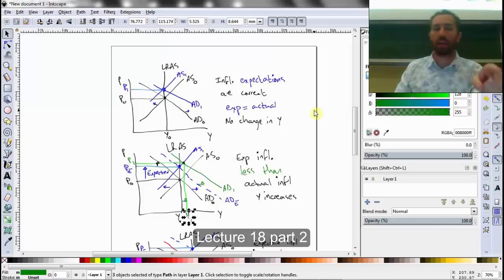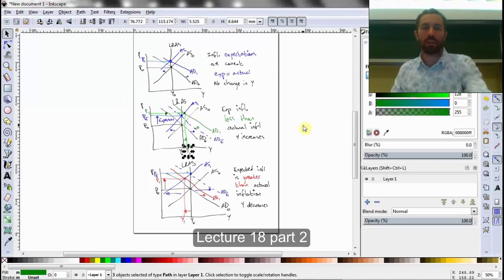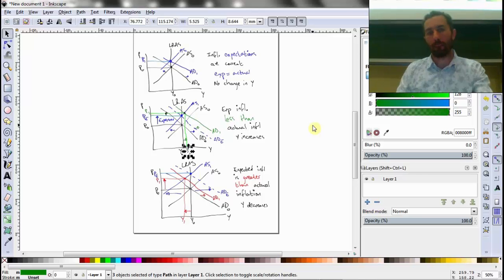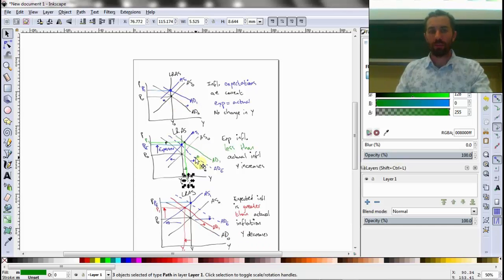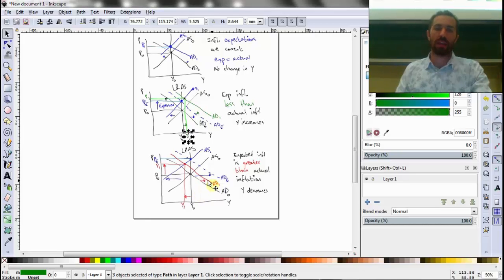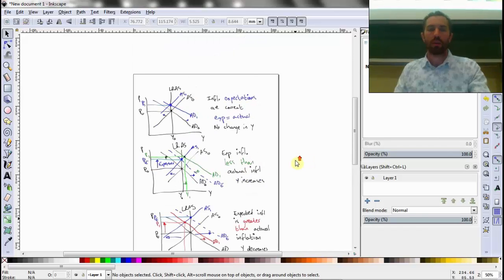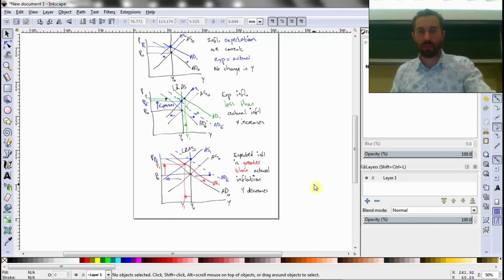Just come back to this diagram and add some color to try and add some clarity. Okay, so the blue shows the expectations, right? And when our expectations are not met by reality, so if aggregate demand shifts by greater than the expected amount, then we've got green. And if aggregate demand shifts by less than the expected amount, then we've got red. That's basically how I have changed that.